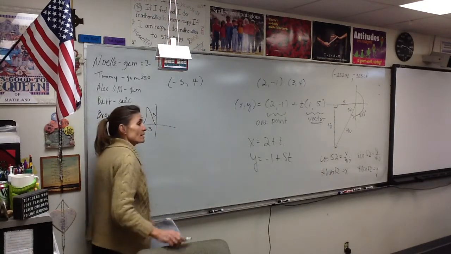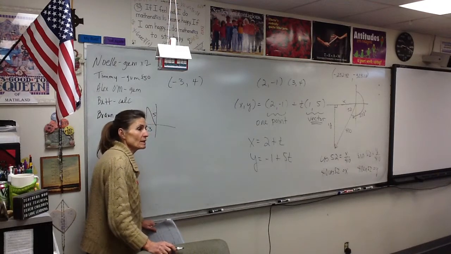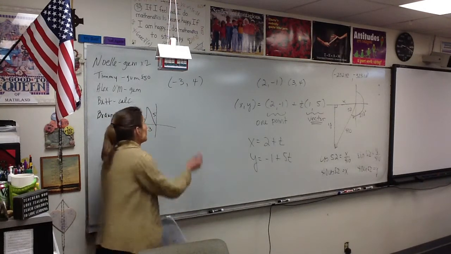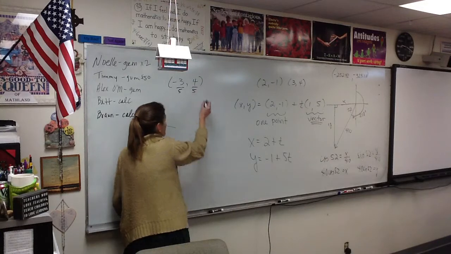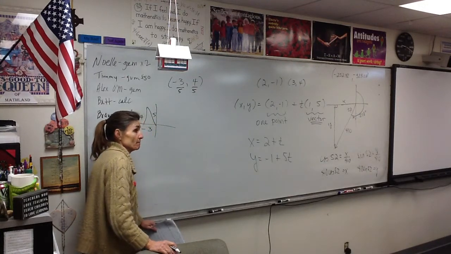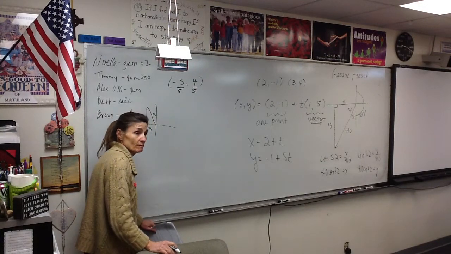So now I know my magnitude is 5. What do I do with that 5? Divide both of these by 5. And that's your answer. It's that easy. Divide by the magnitude. That makes it a unit vector.